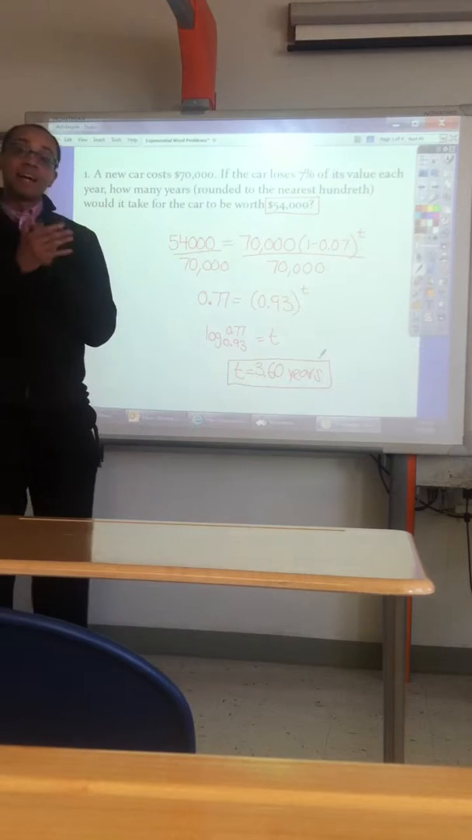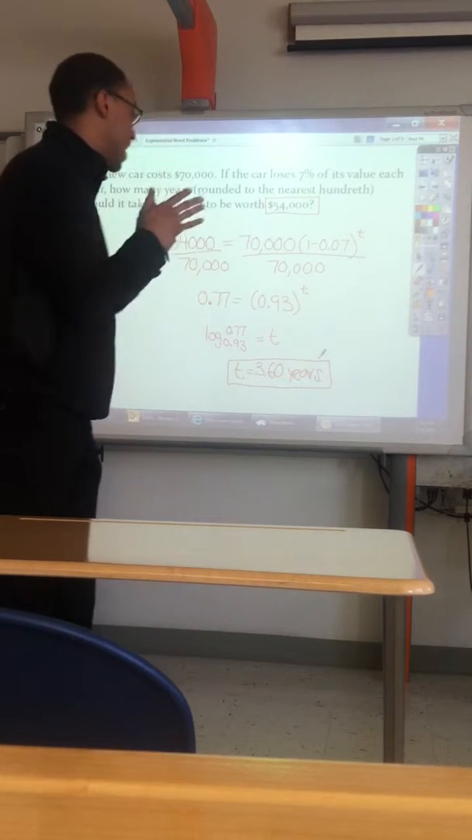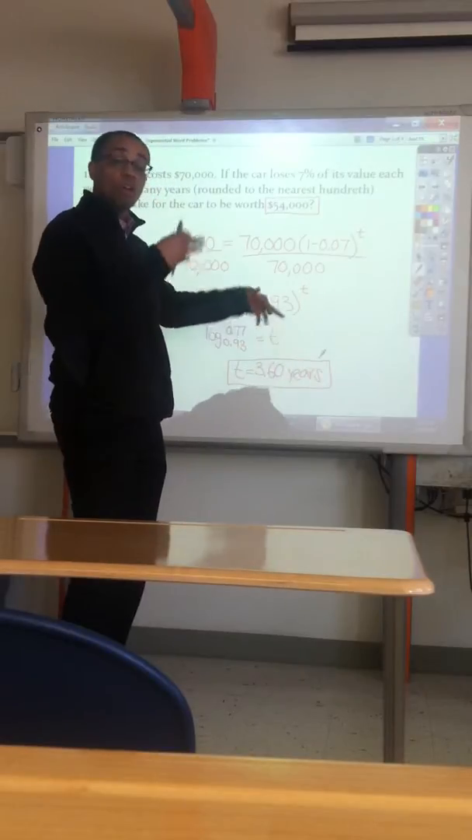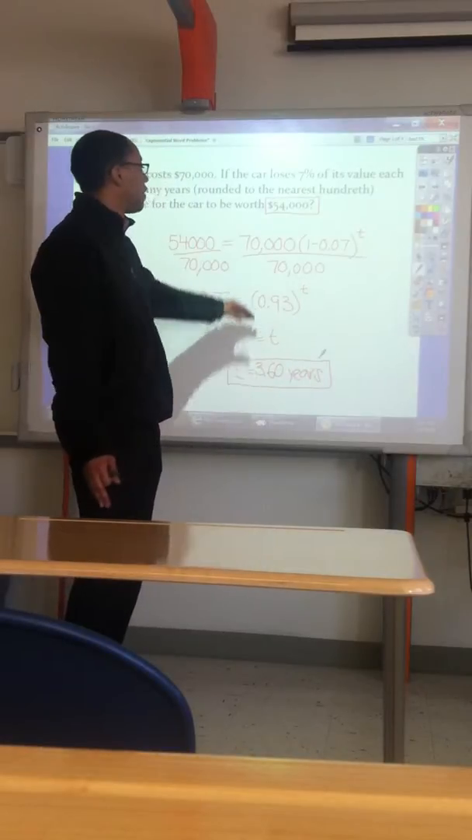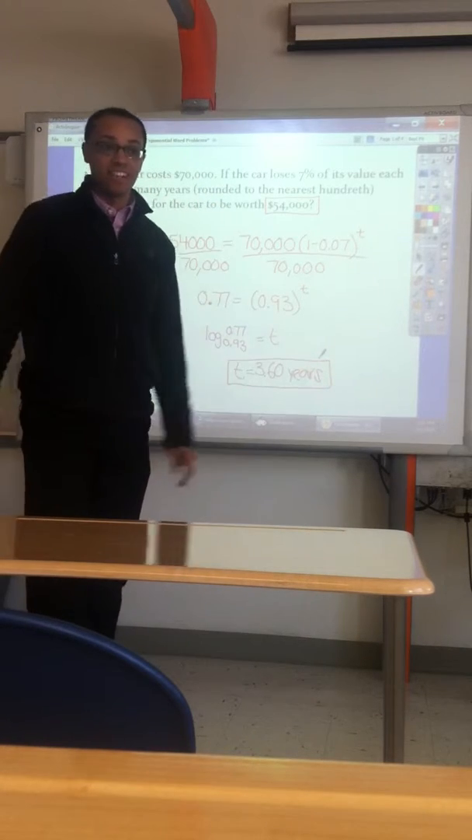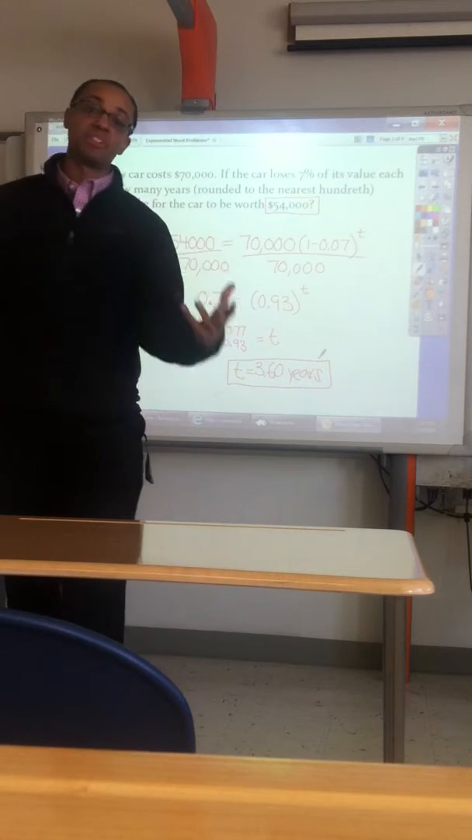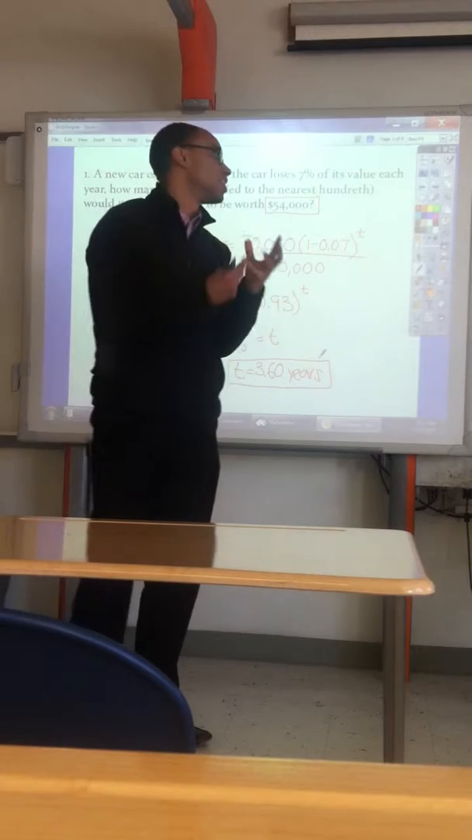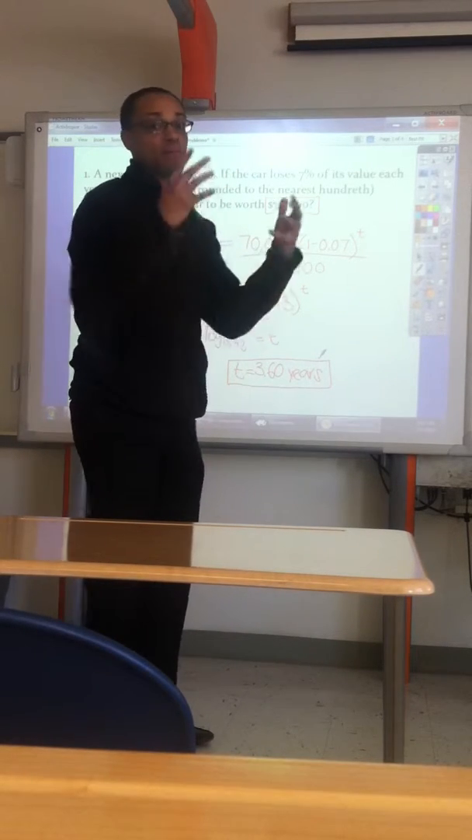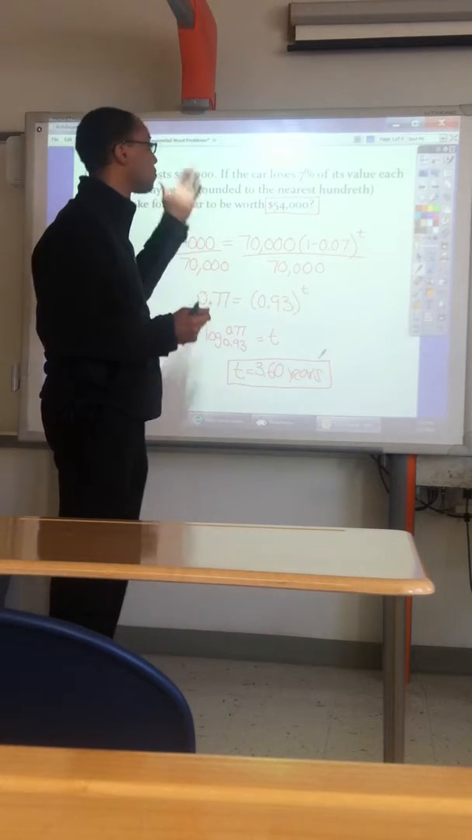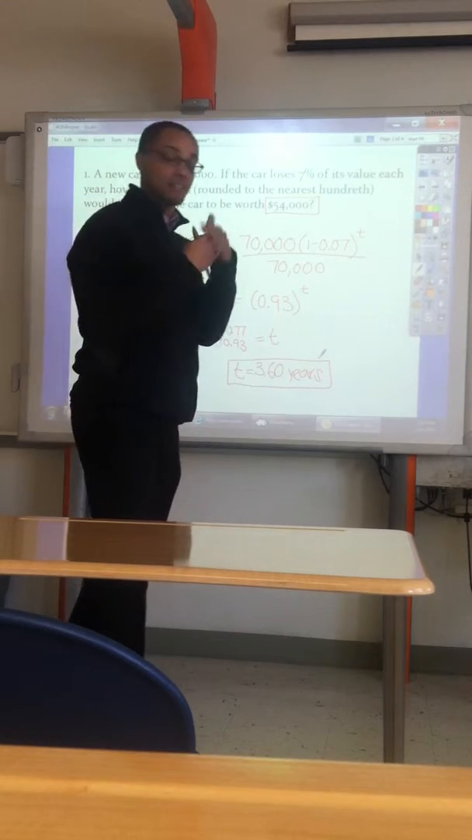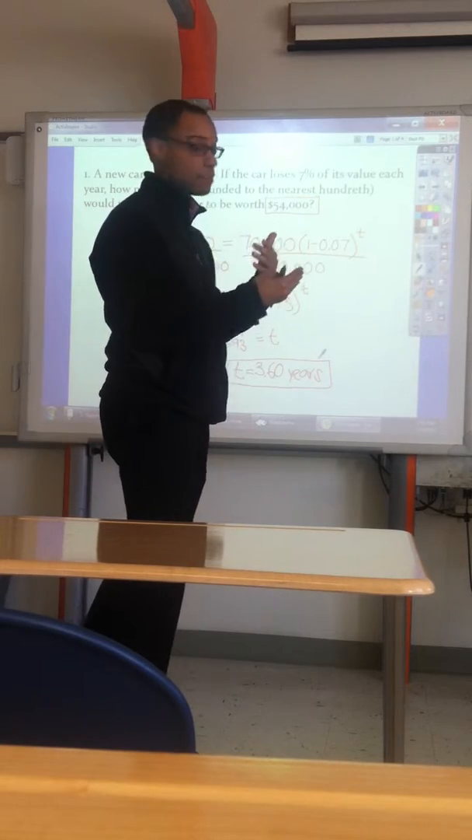Now, here's what that means in the context of the problem. That means that after a little more than 3.5 years, that $70,000 car will only be worth $54,000. And 7% is actually a pretty liberal amount for the money a car loses each year. It's probably a little bit more than that. So as you can see, over time, this is something that's losing value. Later on, we're going to look at an example of something that's actually gaining value. Okay?